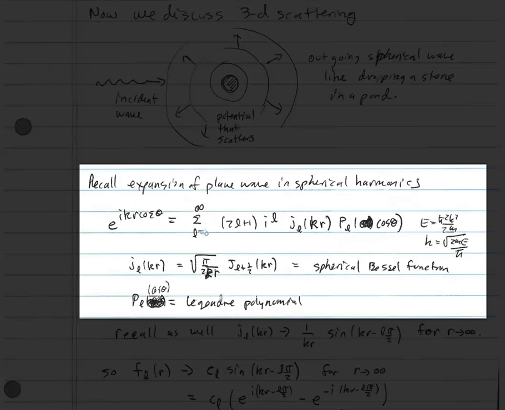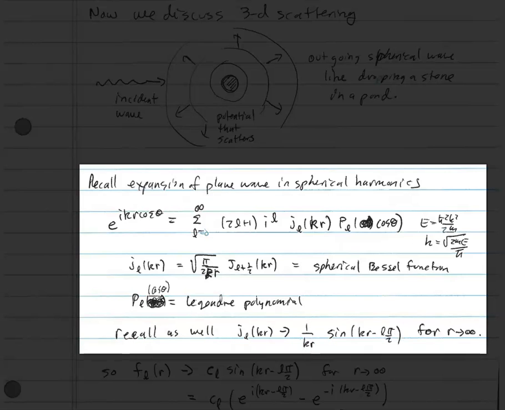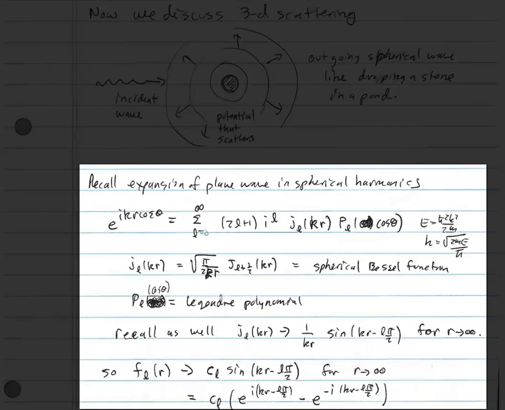So the j_L of kr, the spherical Bessel function, can be written in terms of the ordinary Bessel functions as square root of pi over 2kr, big J of L plus a half of kr. And as we'd mentioned before, P_L of cosine theta is sometimes called the Legendre polynomial, or it's called the associated Legendre function. Now, you also have to recall the asymptotic limits of the spherical Bessel functions. They go like 1 over kr sine of kr minus L pi over 2 for r going to infinity. So our radial wave function, f_L of r, will go like C_L sine of kr minus L pi over 2 for r goes to infinity.